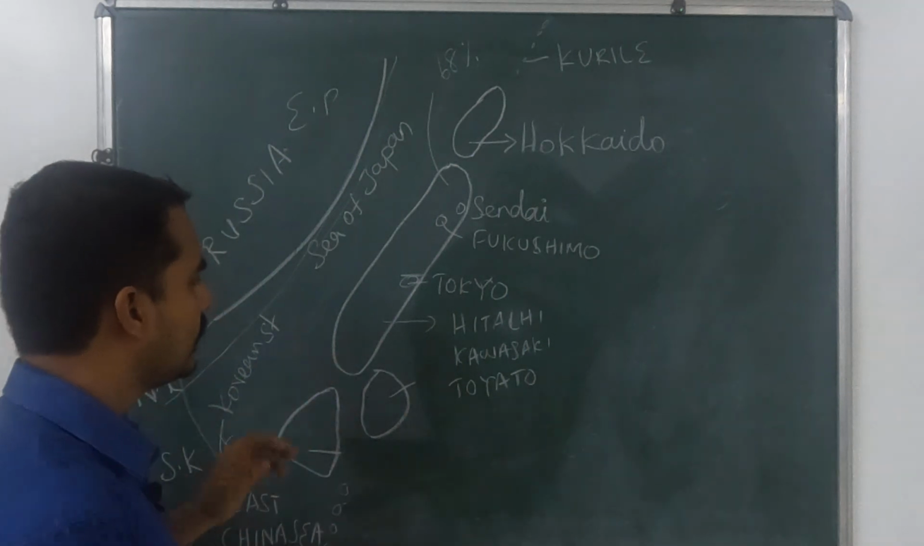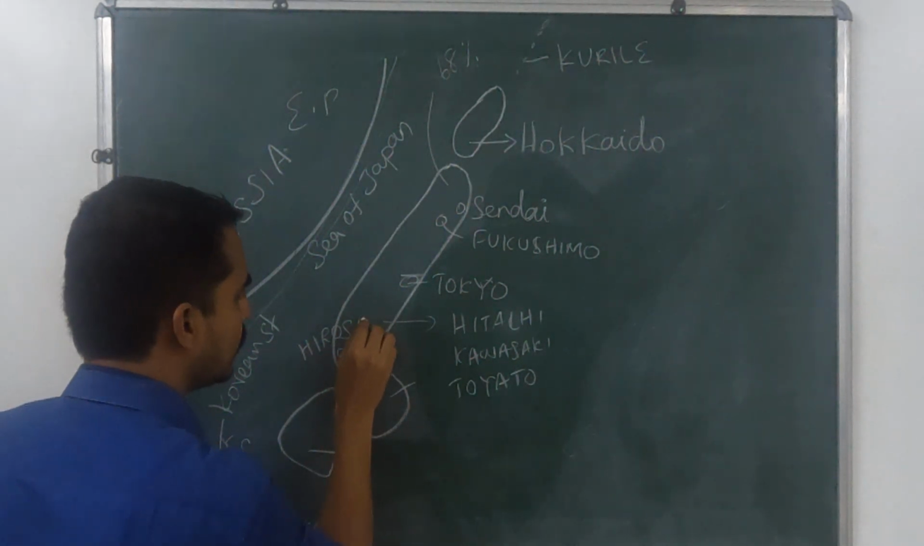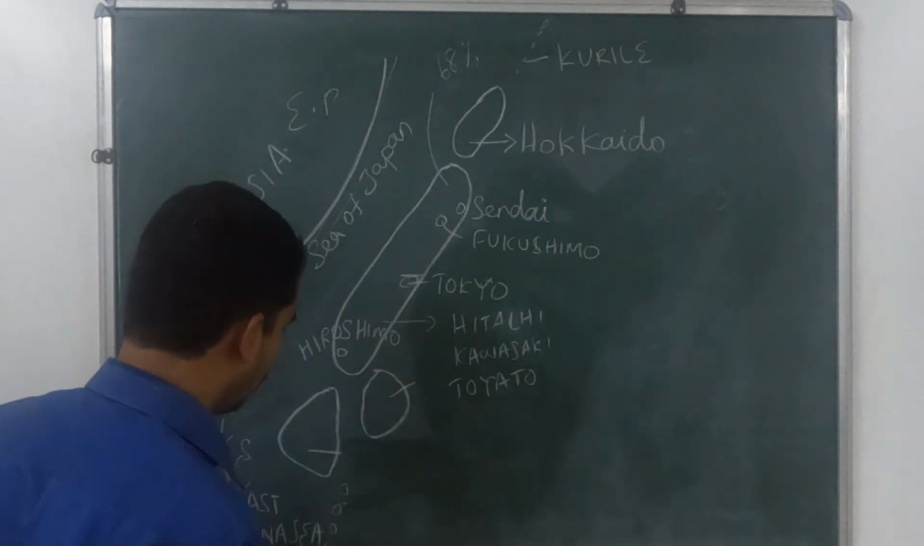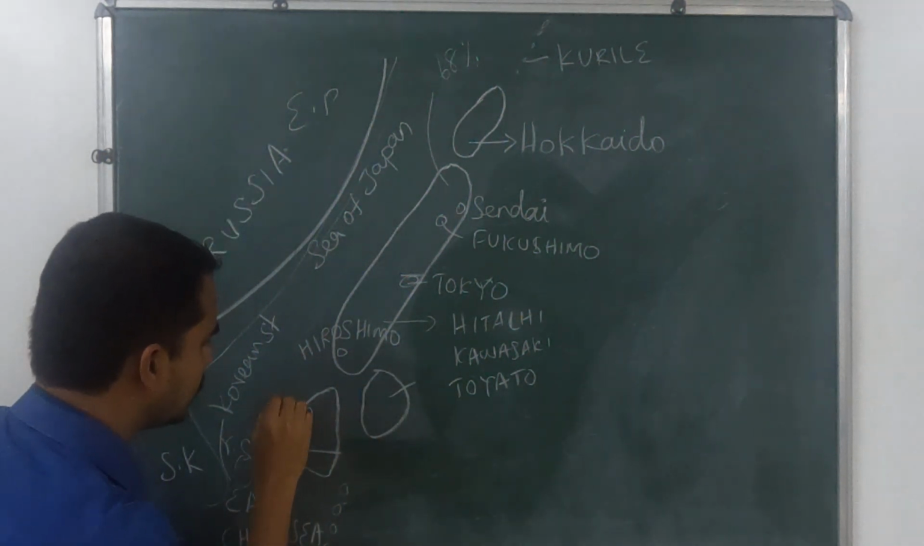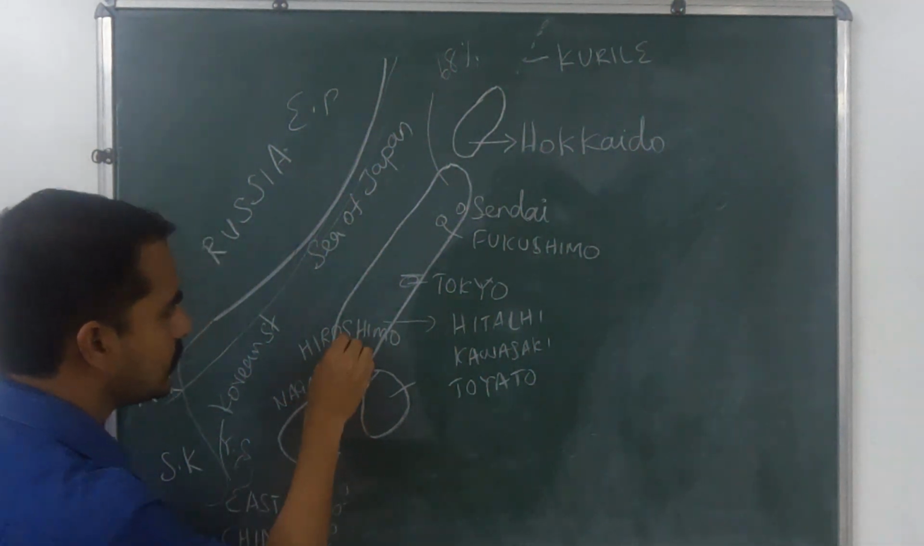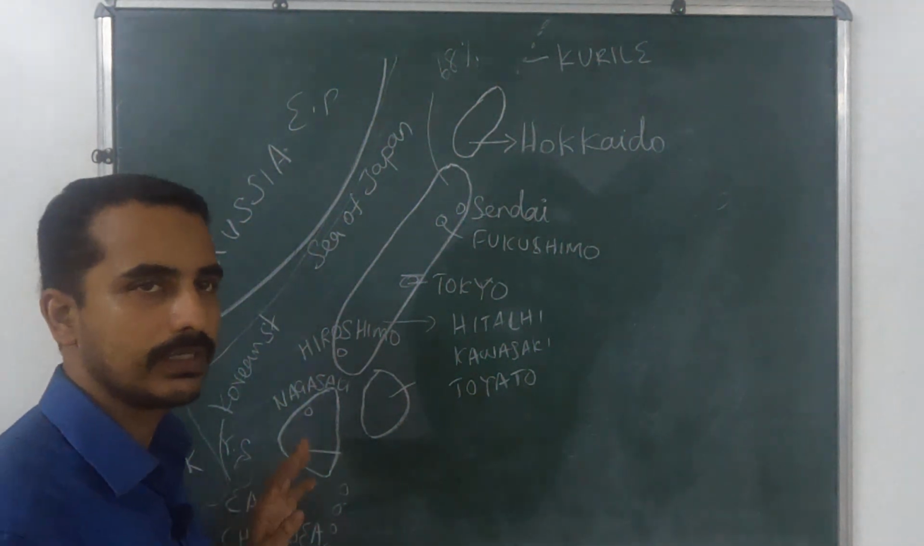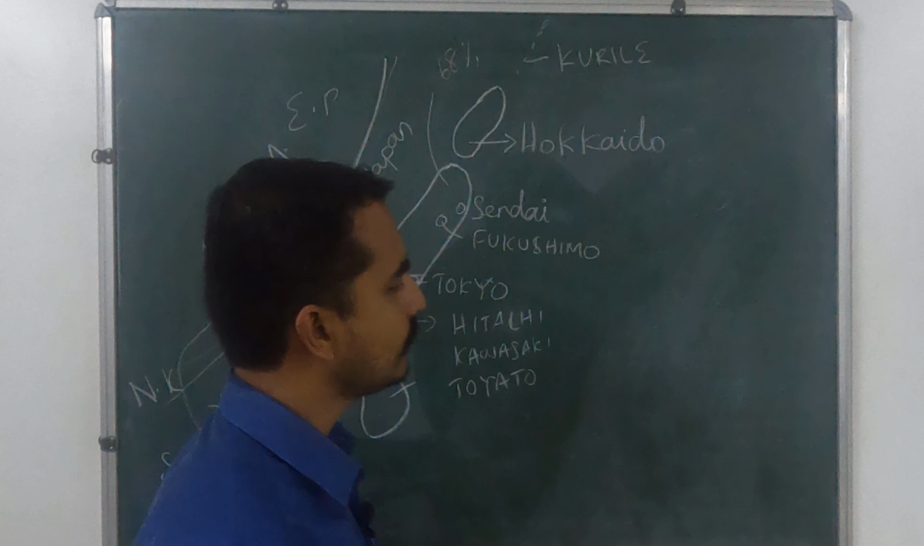And then Hiroshima. We know that at the end of the Second World War, the nuclear bomb was dropped on two cities, Hiroshima and Nagasaki. Hiroshima is located in Honshu, and Nagasaki is located in Kyushu island, the southernmost island. So these are some major cities.